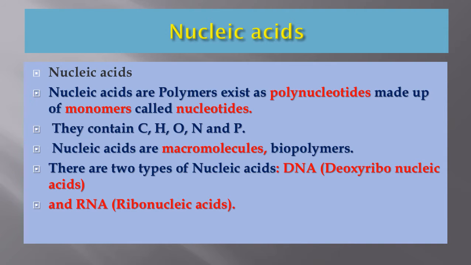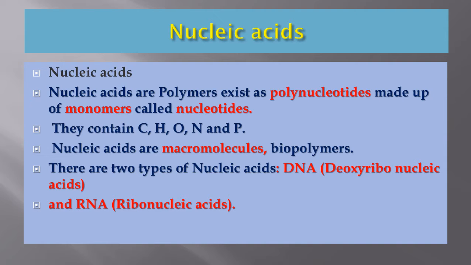What do you mean by these nucleic acids? They are polymers which exist as polynucleotides and are made up of monomers called nucleotides. Okay, so the nucleic acids are polymers, and they exist as polynucleotides made up of the monomers which are called nucleotides. Now we'll go into explain this.